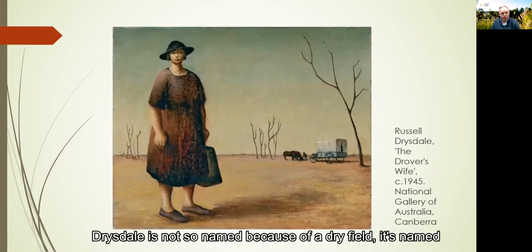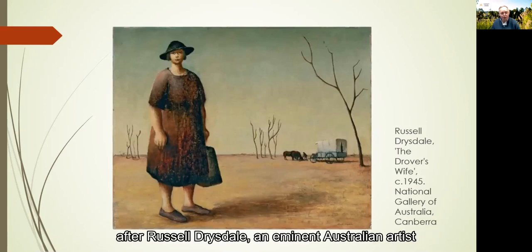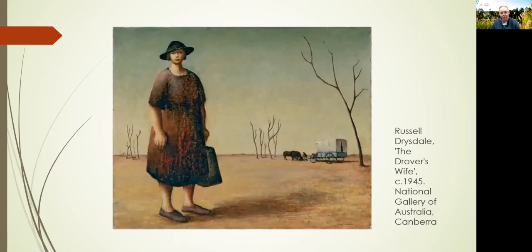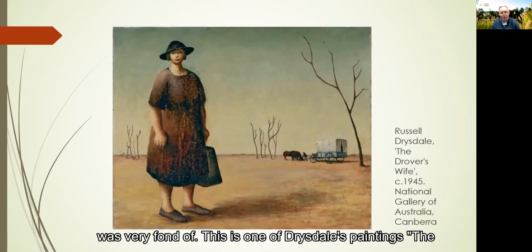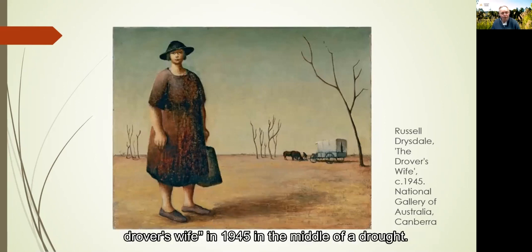Drysdale is not so named because of a dry field. It's named after Russell Drysdale, an eminent Australian artist that Richard was very fond of, or is very fond of. And this is one of Drysdale's paintings that drove his wife in 1945 in the middle of a drought.